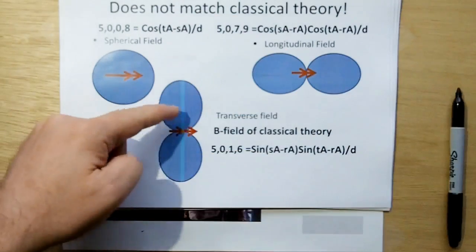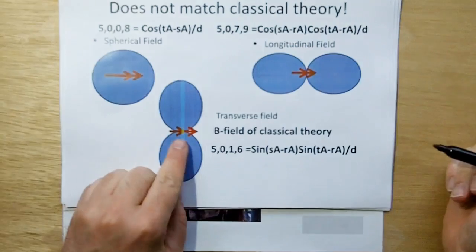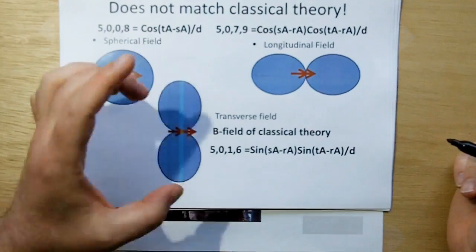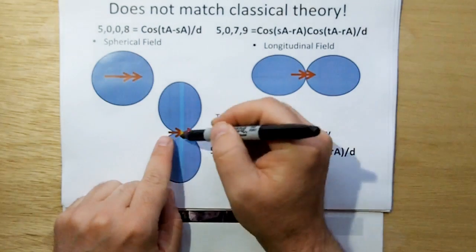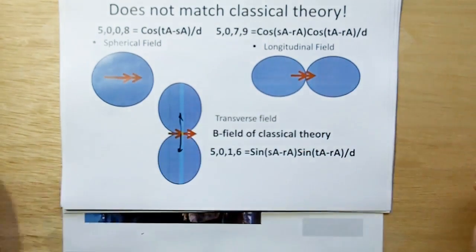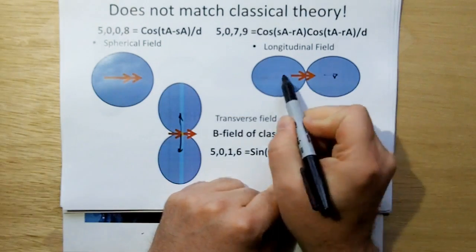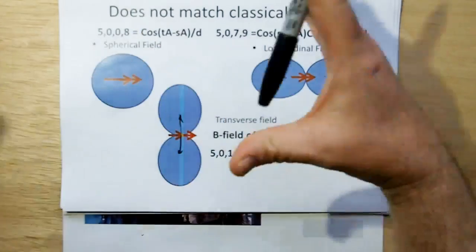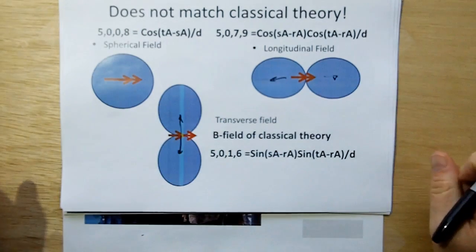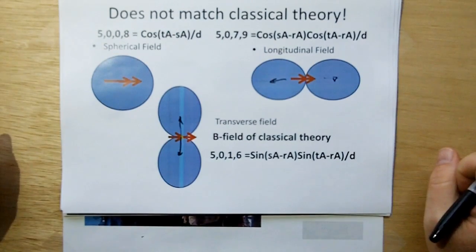This is like a cross-section of that donut shape. It actually goes around, and this is the cross-section. And so this is a transverse field because it's transverse to the direction of acceleration of the charge. Transverse means it's to the sides of the accelerating charge, whereas a longitudinal is to the front and to the back of the accelerating charge. And the spherical field is uniform in all directions. None of these answers is the B field of classical theory.